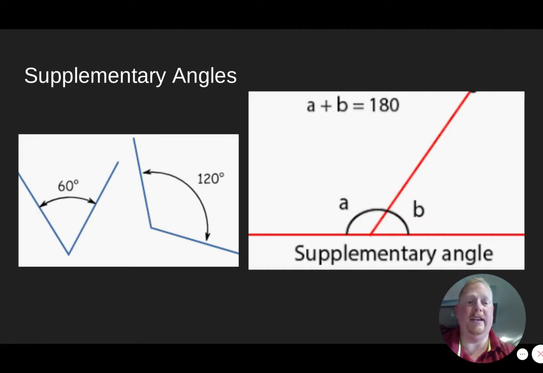And just a heads up, this situation, where when you put the two angles together, they end up making a straight line, that's going to be something called a linear pair. But we'll get into that in a little bit.